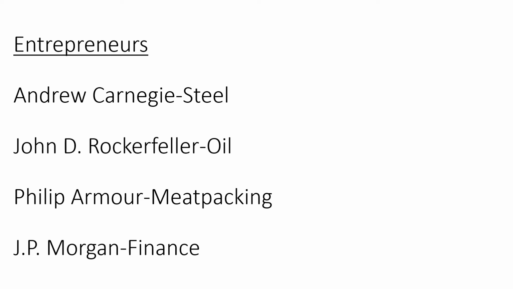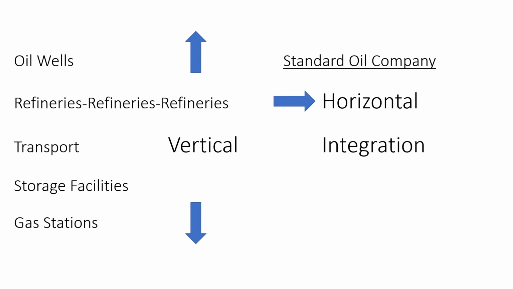The leading entrepreneurs who capitalized on this new economic model were Andrew Carnegie in steel, John D. Rockefeller in oil, Philip Armour in meatpacking, and J.P. Morgan in finance. An entrepreneur is someone who is successful in setting up a business. A great National Geographic series called The Men Who Built America is worth watching. It is a dramatization of these men and their power.